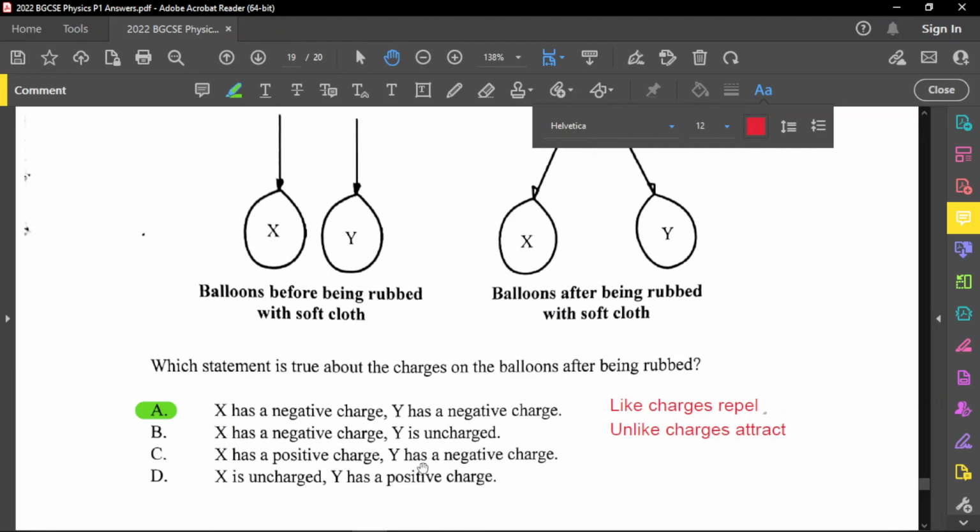The others, if we go through them, they have different charges, and so they must be the same. They must be the same charges for them to repel.